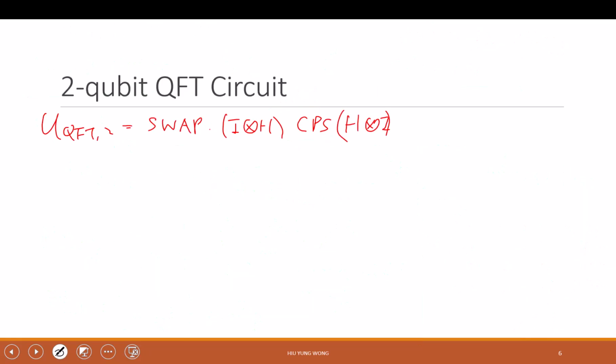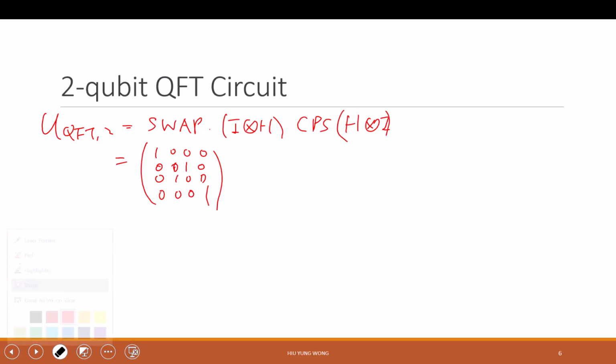Okay, so let's just practice math. What is a swap gate? It's easy. 1 0 0 0, 0 0 1 0, 0 1 0 0, 0 0 0 1, right? It's identity, but only change the second and third row.